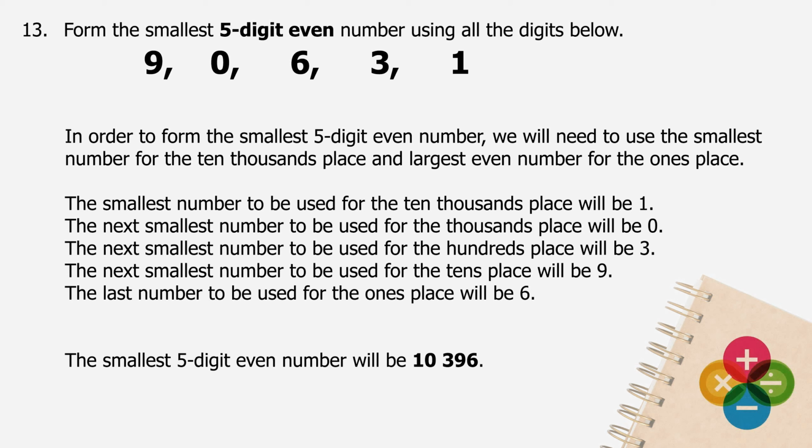In order to form the smallest 5-digit even number, we will need to use the smallest number for the 10,000s place, and the largest even number for the ones place. The smallest number to be used for the 10,000s place will be 1. The next smallest number to be used, for the thousands place, will be 0. The next smallest number, for the hundreds place, will be 3. The next smallest number, for the tens place, will be 9. The last number to be used, for the ones place, will be 6. The smallest 5-digit even number will be 10,396.